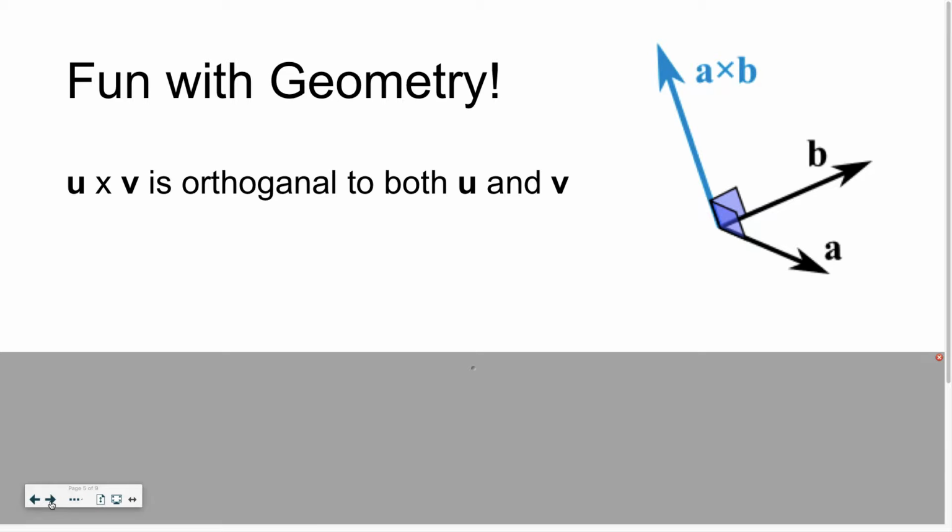What did we talk about yesterday? Orthogonal vectors. What was special about orthogonal vectors besides the little 90-degree thing? Their dot product is 0.